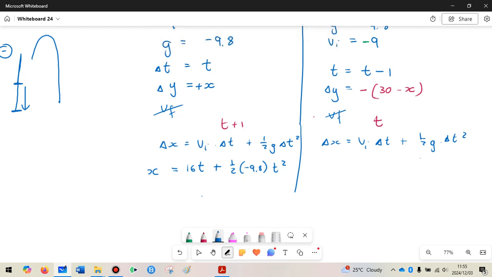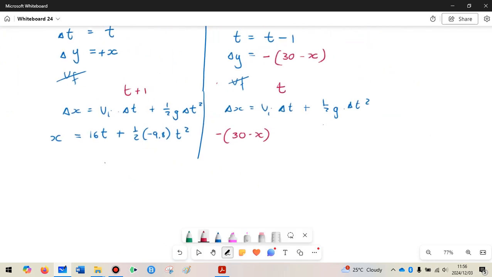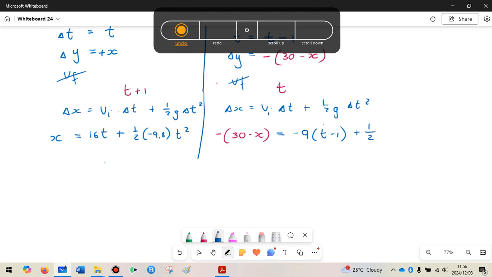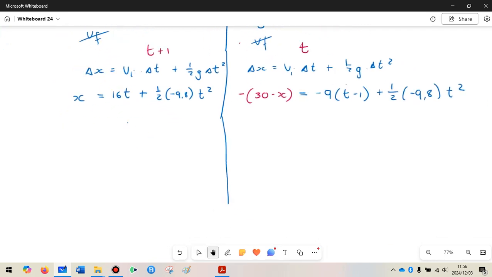Then, now careful here, you're going to say negative brackets 30 minus X, because it's ending below the starting point. And then we're going to sub in the values. Again, be careful of the negative because it's on its way down for ball B. T minus 1 because it spends 1 second less in the air than A. G is negative 9.8. And then T squared. Okay, and at this point it really just becomes a math problem. You've sorted out the key things in science.